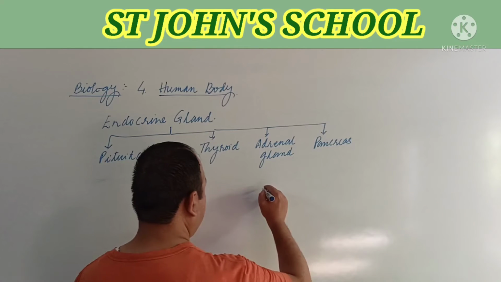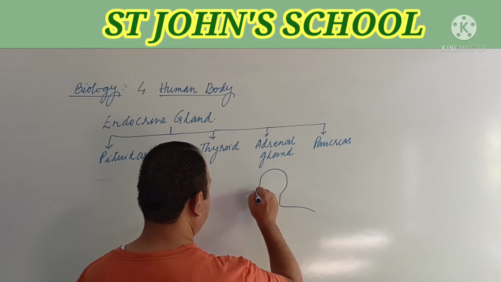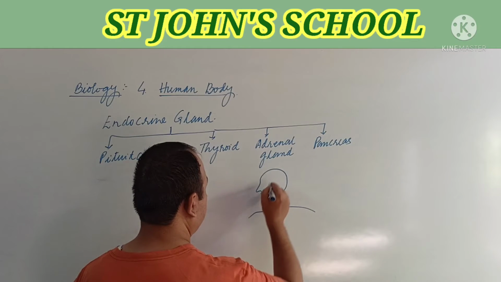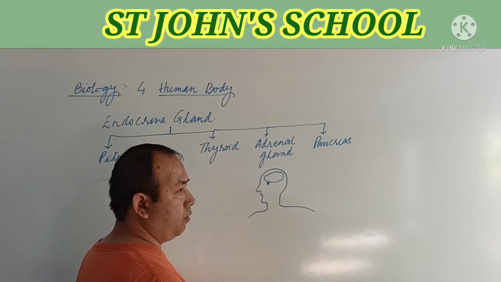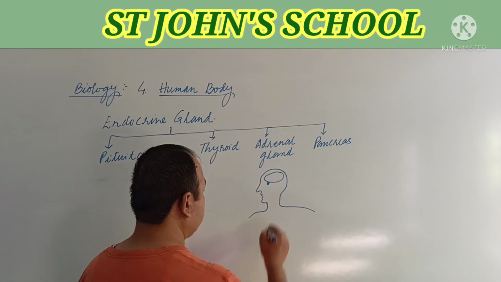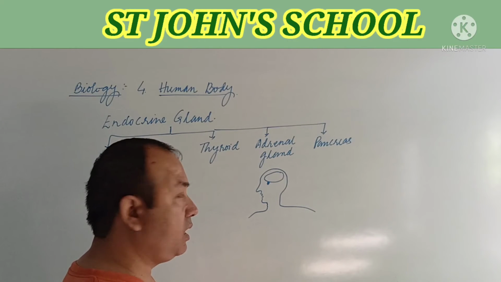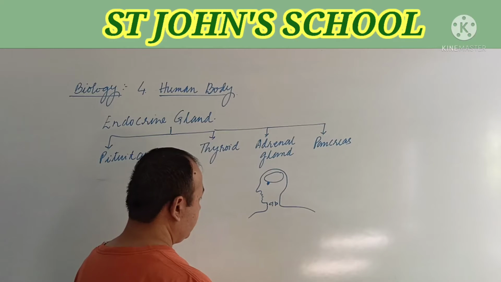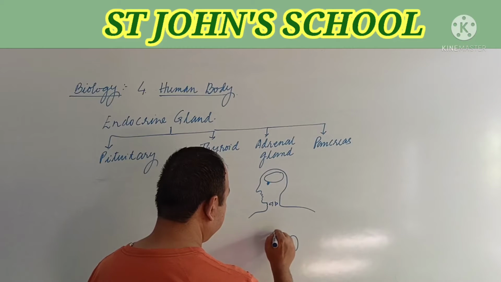If you want to see the location of these glands, we can draw with the help of a diagram. Suppose this is the brain. Here the pituitary gland is present, and then thyroid gland is present, just like a butterfly on either side of the larynx. Here in the neck region, the thyroid gland is present, and then adrenal gland is present, just like a cap over the kidney.